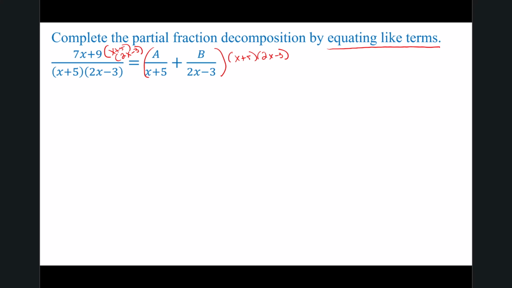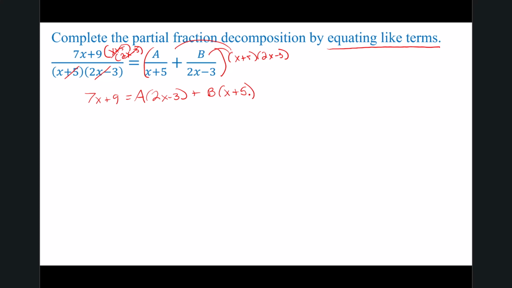So on the left side, both of these factors cancel, and I have 7x plus 9. On the right side, when I distribute to both fractions, in the fraction that has the a, the x plus 5 cancels, so I'm left with 2x minus 3. And the fraction with the b, the 2x minus 3 cancels, and I'm left with x plus 5. So I've cleared the fractions. I no longer have any fractions I have to work with. Now I need to find a and b.